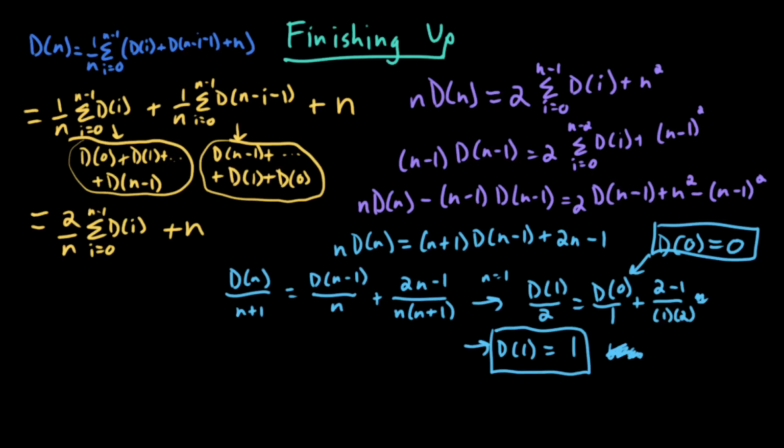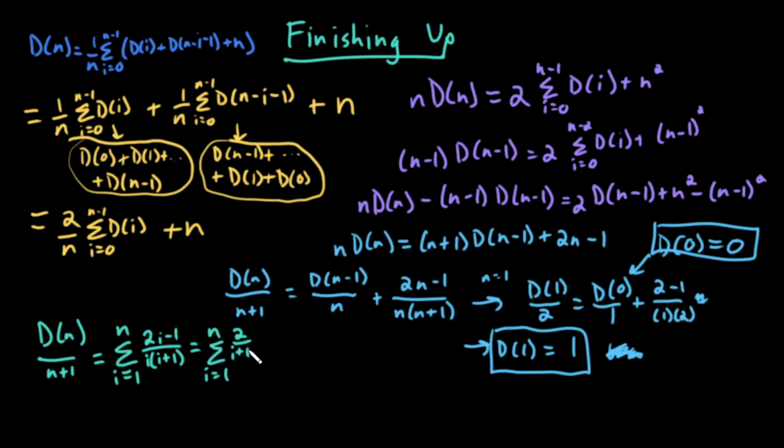And then collecting my terms, I would get d of n over n plus 1 equals the sum from i equals 1 to n of 2i minus 1 over i times quantity i plus 1, which is the sum from i equals 1 to n of 2 over i plus 1 minus the sum from i equals 1 to n of 1 over i times i plus 1.